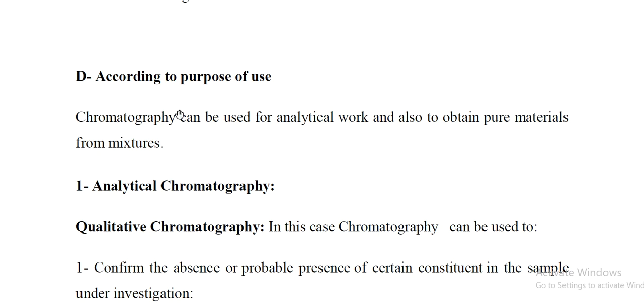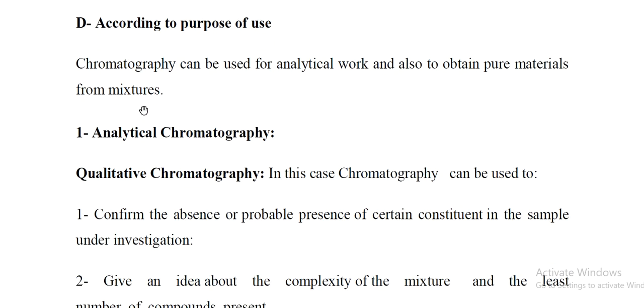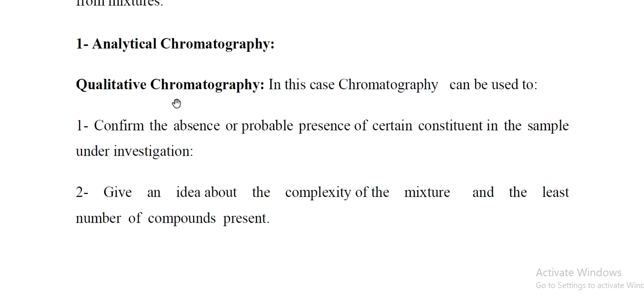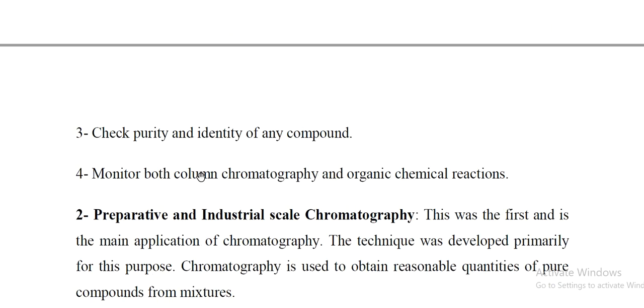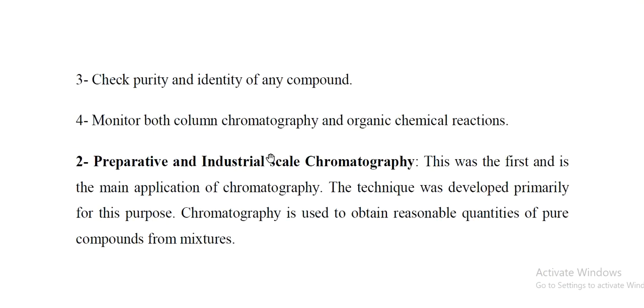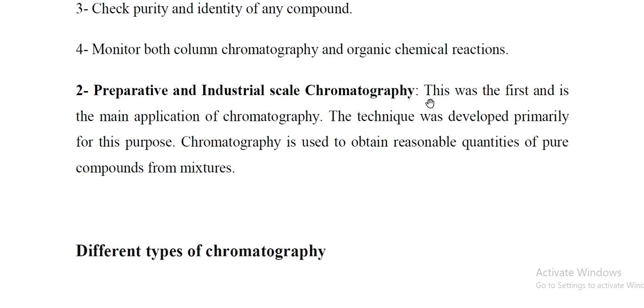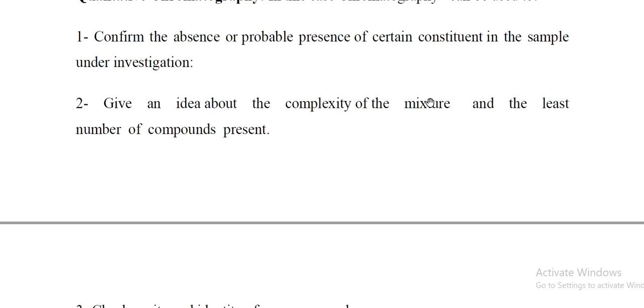According to the purpose of use, chromatography can be used for analytical work and also to obtain pure material from a mixture. Analytical chromatography, qualitative chromatography: in this case, the chromatography can be used to confirm the absence or probable presence of a certain constituent in the sample under investigation; give an idea about the complexity of the mixture and the least number of compounds present; check purity and identity of any compound; and monitor both column chromatography and organic chemical reactions. Okay.